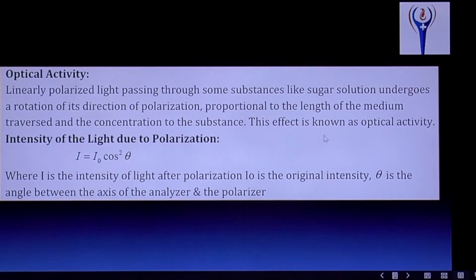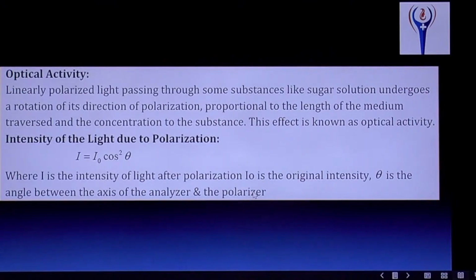This effect is called optical activity. And intensity of light I equals I naught cos square theta. I is the intensity of light after polarization, I naught is the original intensity, and theta is the angle between the analyzer and the polarizer.